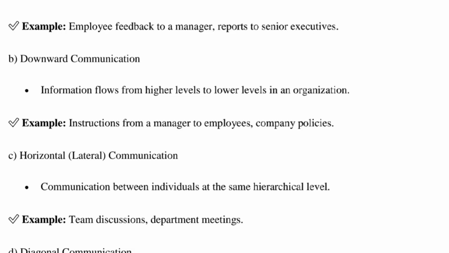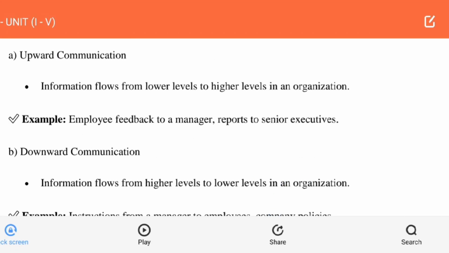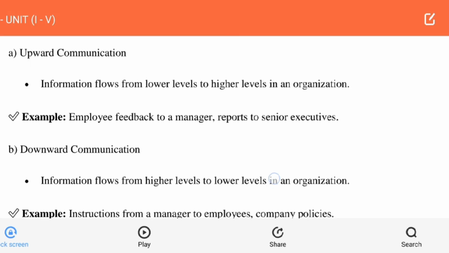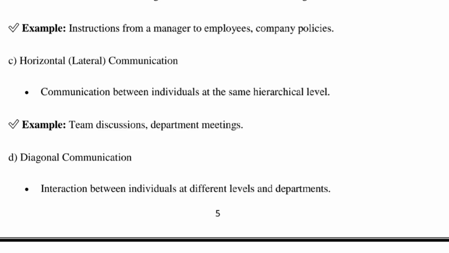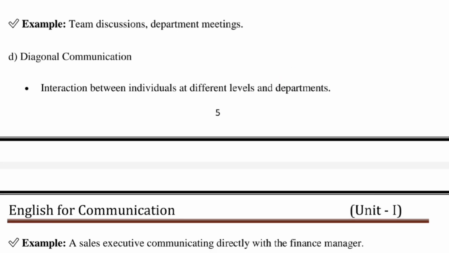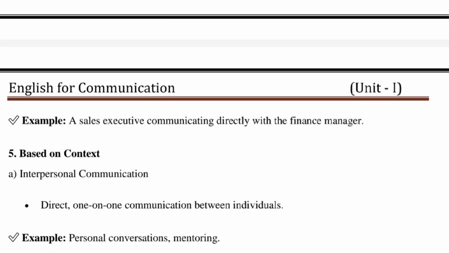Downward communication: information flows from higher level to lower level. This is downward communication. In upward communication, the flow is from lower level to higher level. For example, a worker conveying a message to the MD or other higher officials. Then horizontal communication, which means the same hierarchy level, such as team discussion and department meeting. Then diagonal communication, interaction between individuals at different levels and departments. A sales executive communicating directly with the finance manager.